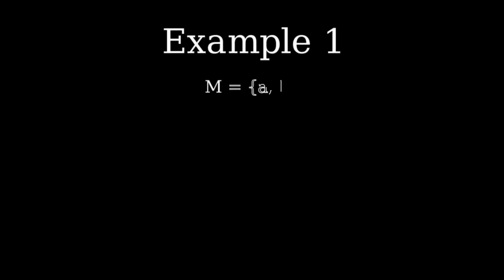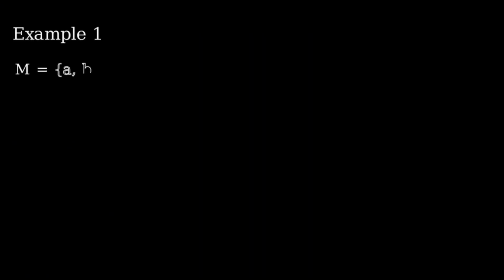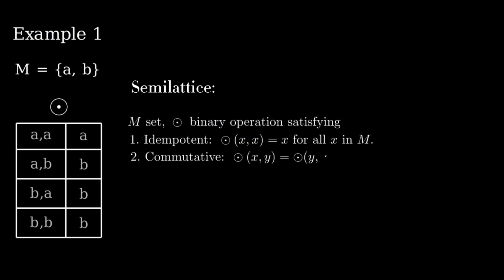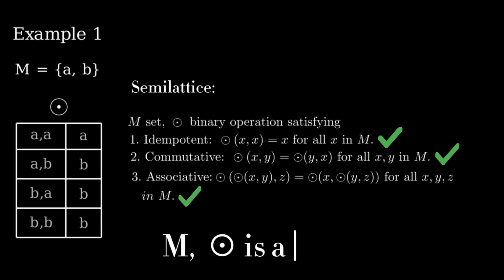Consider the set M containing elements a and b, with the operation that sends a to a, and every other input to the element b. To see if this forms a semilattice, all we need to do is check that the definition is satisfied, namely that the operation is binary, idempotent, commutative, and associative. We can conclude that indeed, it is a semilattice.